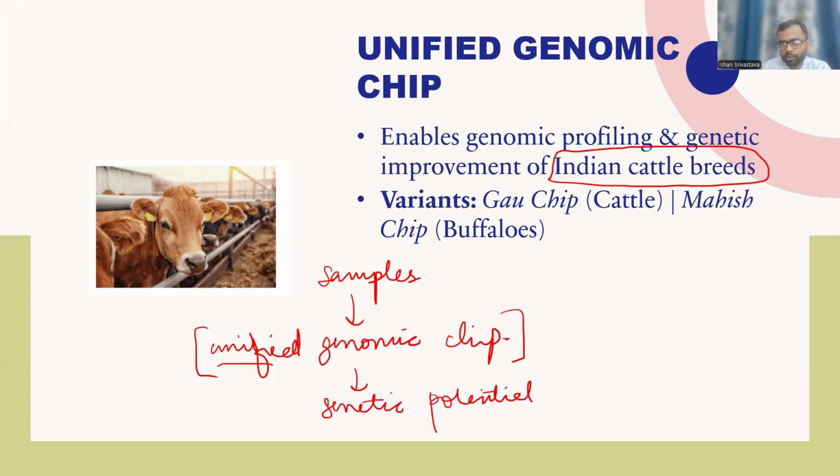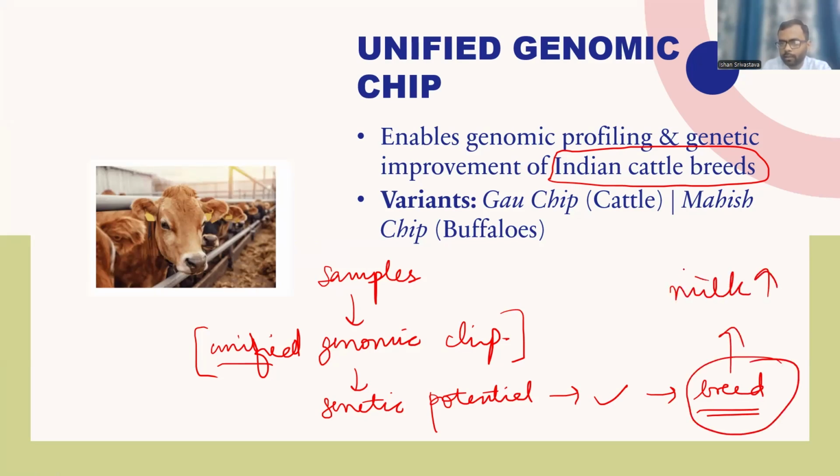And if the genetic potential is good, then what you would want is to breed that particular cattle, right? Because the genetic potential is good, obviously you will want to breed that cattle because it will give you higher milk productivity, right? And this will in turn help the farmers.